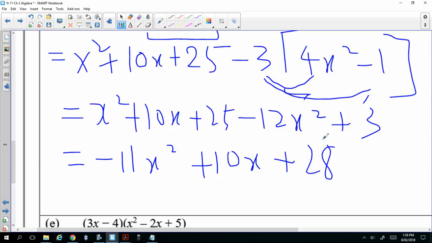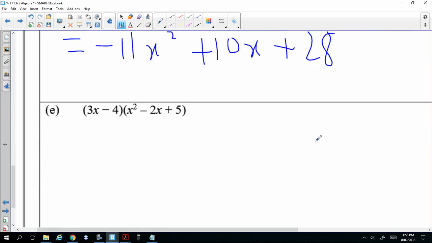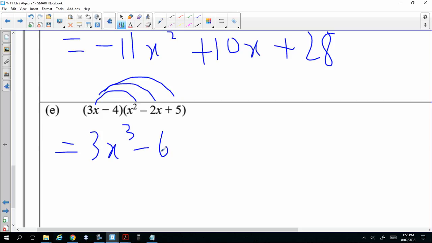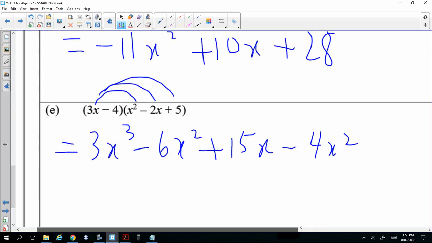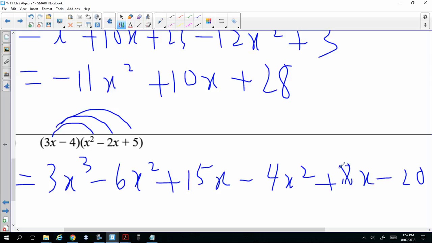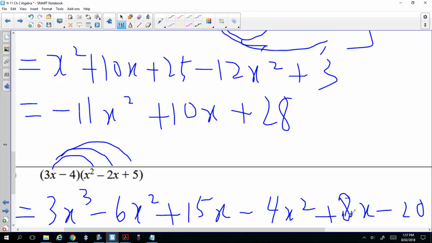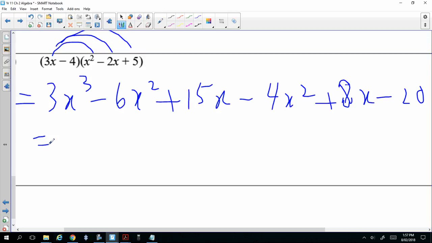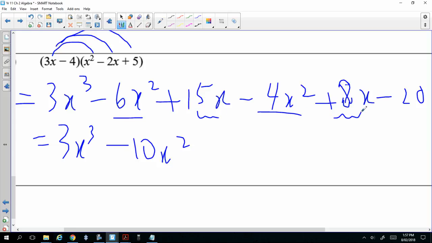Alright, collect like terms. And what if we have a different one that looks like this? So you just draw the arrow. There's no special formula. So 3x cubed minus 6x squared plus 15x minus 4x squared plus 8x minus 20. Alright, so we've got that, which is equal to, collect like terms, 3x cubed. These two are negative 10x squared. These two are 23x minus 20.